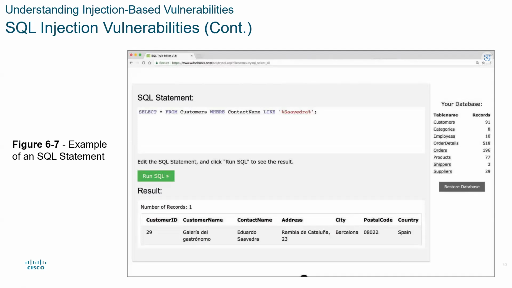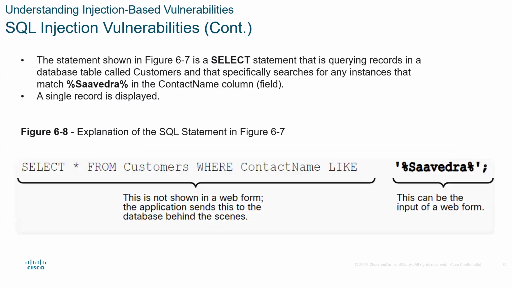So let's look at it. The statement shown in figure 6.7, the figure we just saw, is a select statement that is querying records in a database called customers, and specifically searches for any instances that match Savadra in the contact name column field. A single record is what is displayed.